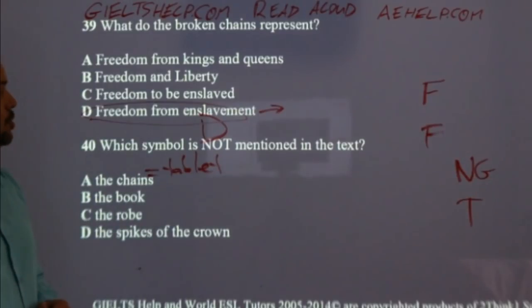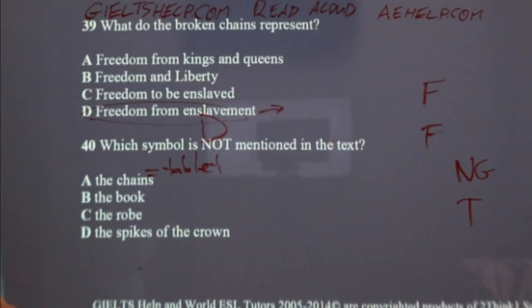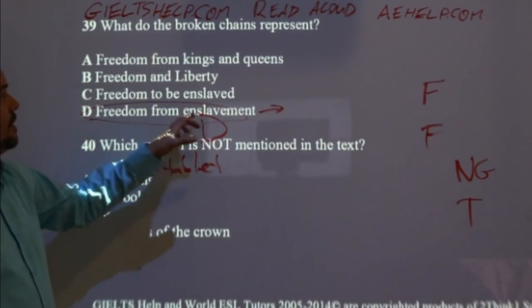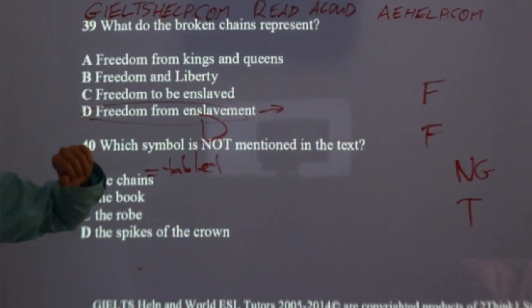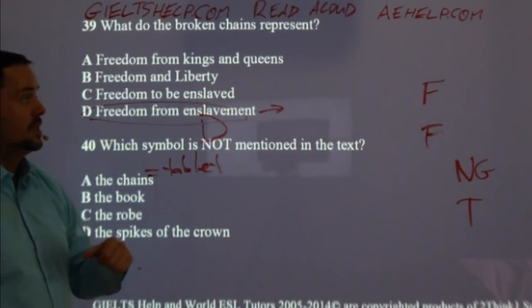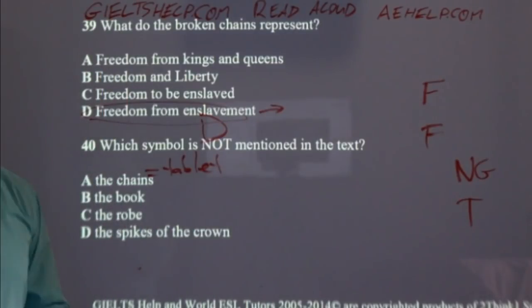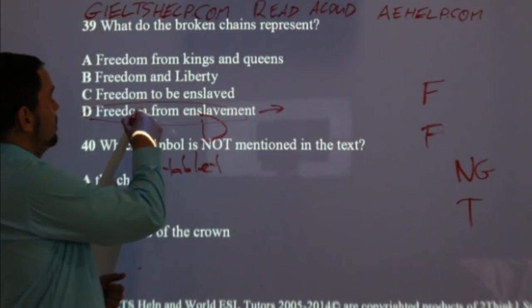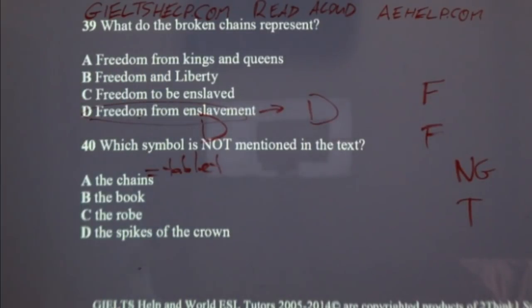In multiple choice, you have to choose the best answer. Okay? The best answer is freedom from enslavement. It's not freedom from kings and queens. It's freedom from enslavement, which could be kings and queens, and it could be others as well. Okay? It doesn't have to be kings and queens. So for 39, D is the best answer. Okay? Number 40, last question.